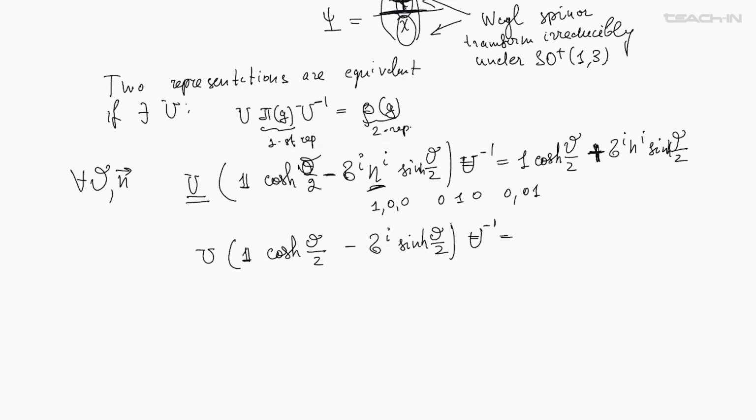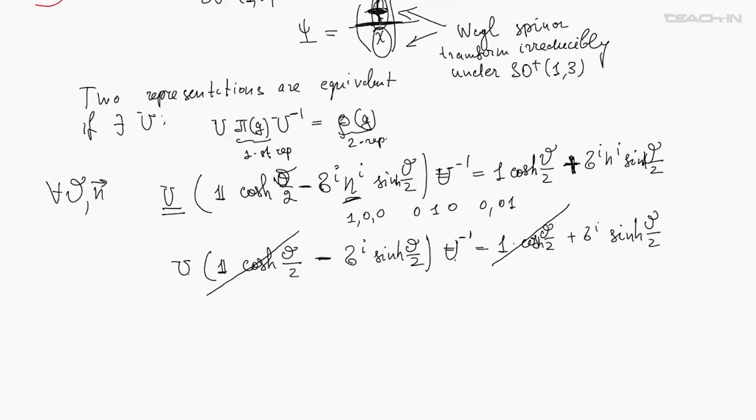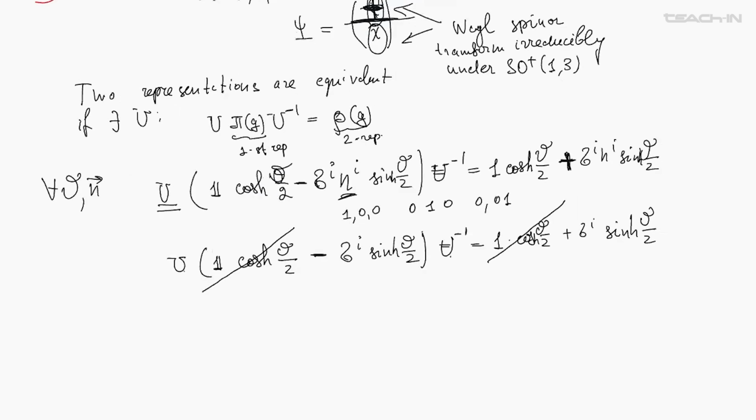Cosh(theta/2) plus sigma I sinh(theta/2). Yeah, so this is what you get. And this term is not important because here is the identity matrix, and U and U minus 1 will cancel. So this term is exactly the same as this one. So these terms cancel. And then you can just cancel this sinh(theta/2) on the left and on the right.